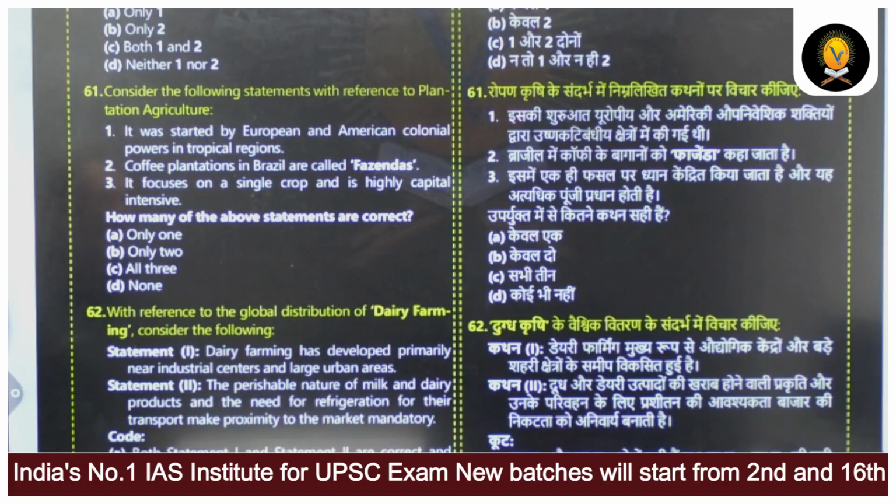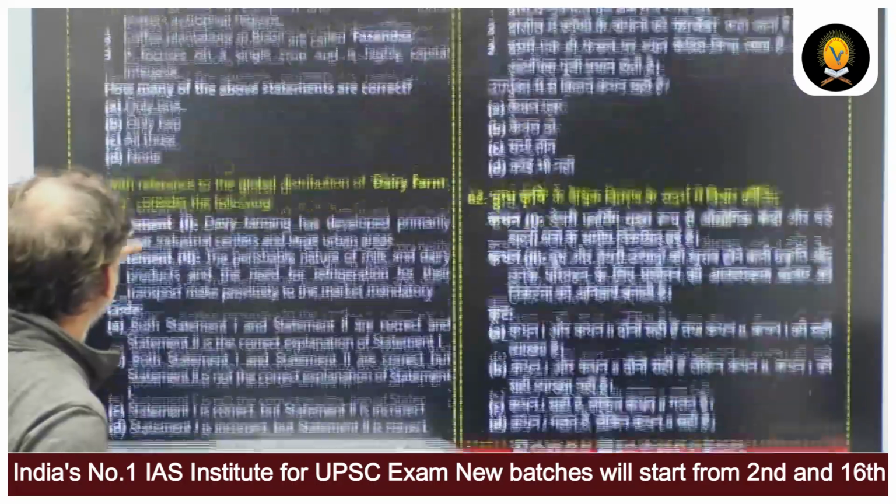Consider the following statement with reference to plantation agriculture. It was started by Europeans and American colonial powers in tropical regions, correct. Coffee plantations in Brazil are called fazenda, correct. It focuses on a single crop and is highly capital intensive, correct. So, all three are correct.